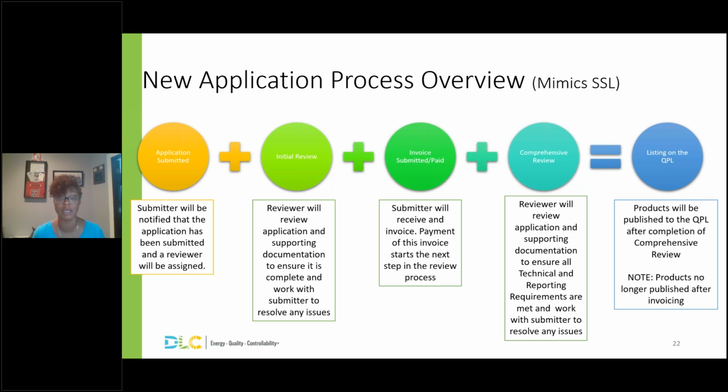After that initial review has been completed, an invoice will be submitted to you. After that invoice has been paid, that then starts the next step in the review process, which is the comprehensive review. During this comprehensive review, a reviewer will look at the application information and supporting documentation in more detail to ensure that all the technical documents and reporting requirements are met. And once again, if there are any concerns, we will work with the submitter to resolve any issues. After that comprehensive review is completed, then products will be published to the QPL. So once again, products will no longer be published immediately after invoicing. They will now be published after the comprehensive review is complete.